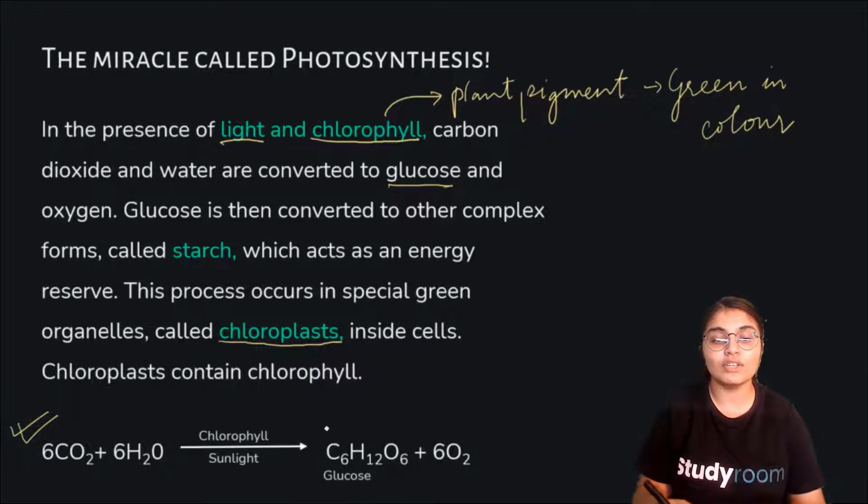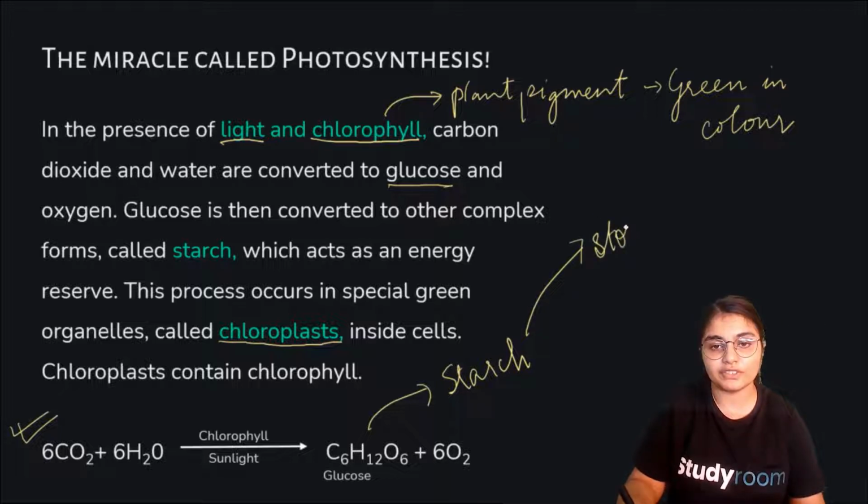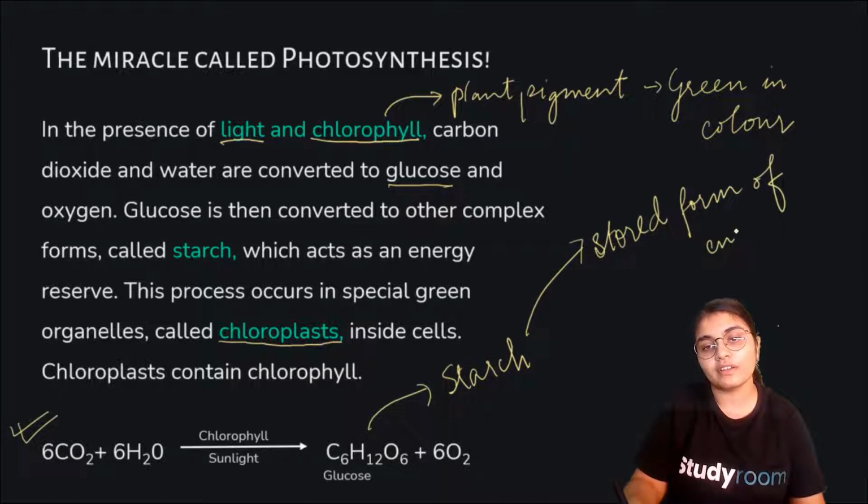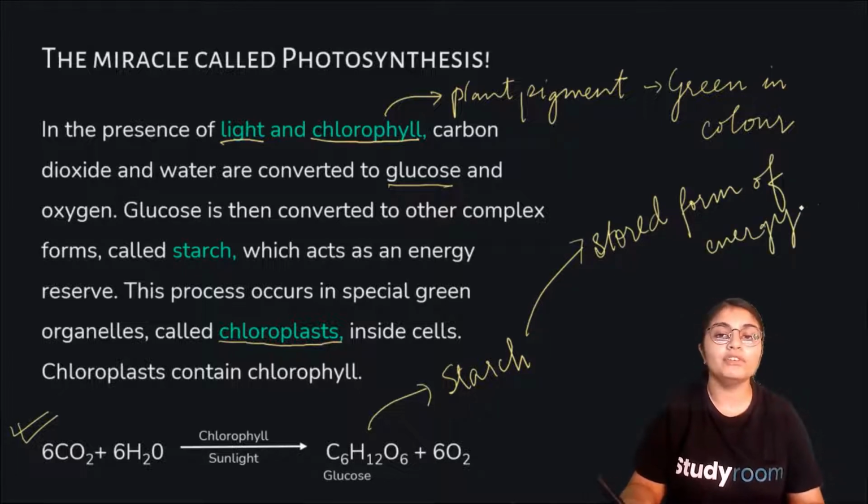And then this glucose which is produced is further converted into starch. So starch is basically the stored form of energy. You will always get a question about in which form glucose or energy is stored in plants. So you'll write that it is stored in the form of starch. Starch is basically the energy reserve that we have in plants.